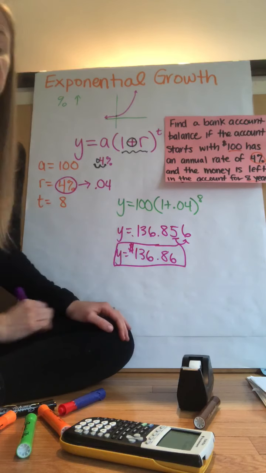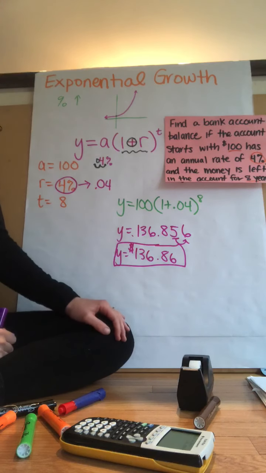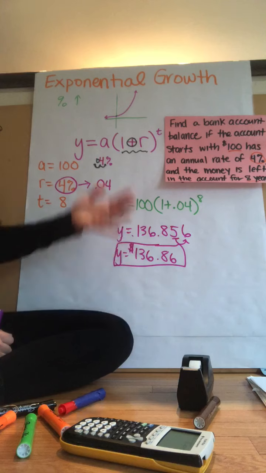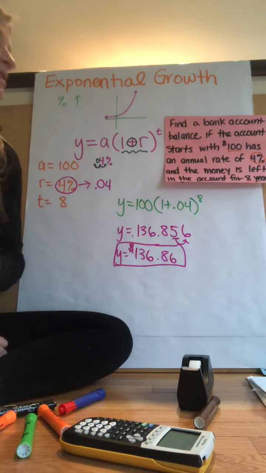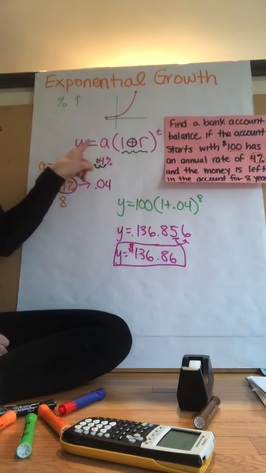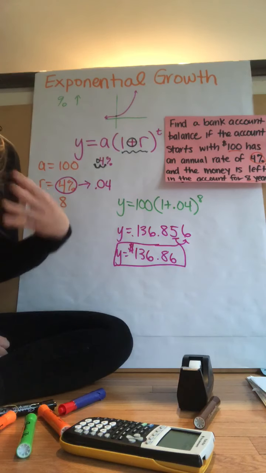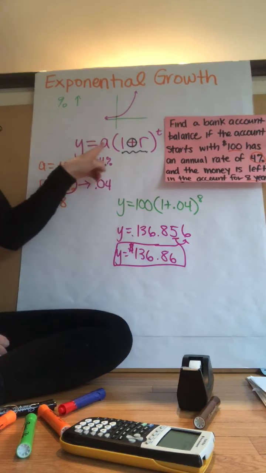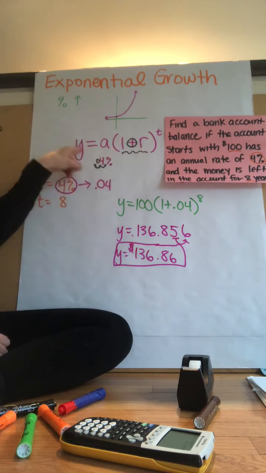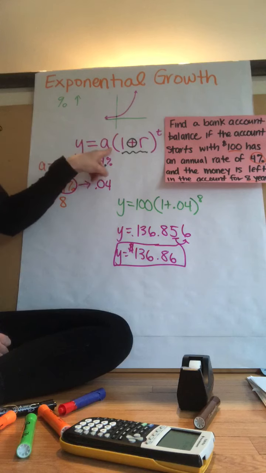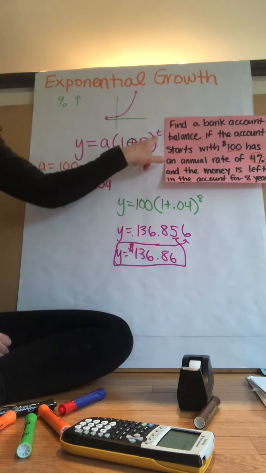It gained $36.86. Okay. So we're pulling vital information or important information from our word problems to be able to then plug into this equation. And that equation you do have to memorize. y equals A times the quantity 1 plus R raised to the T power, okay?